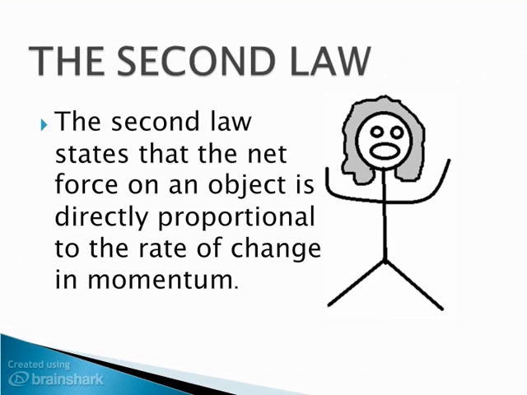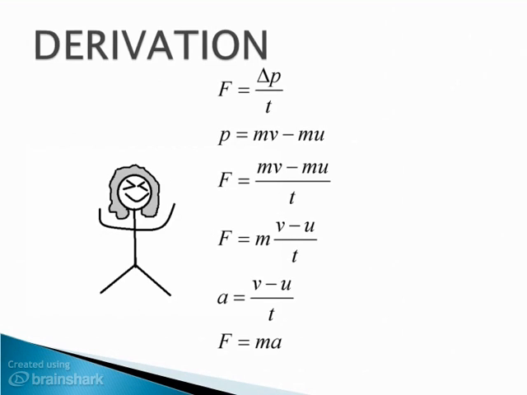Moving swiftly onto the second law. The second law states that the net force on an object is directly proportional to the rate of change in momentum, although this is more commonly written as F equals ma. But these are both the same thing, and here is the proof.